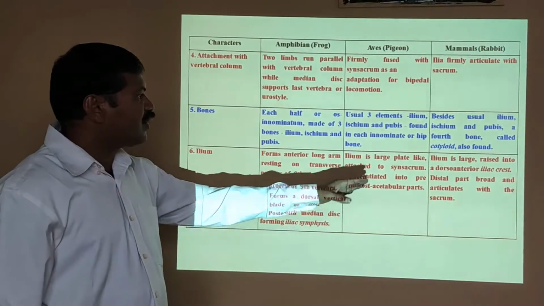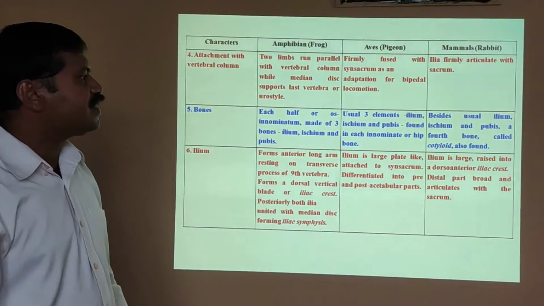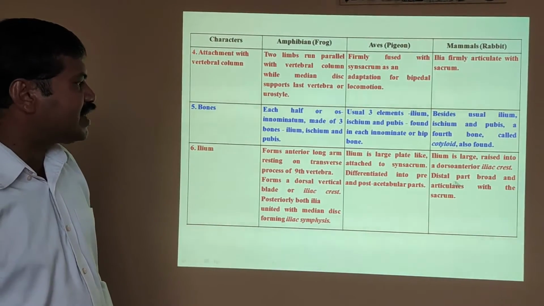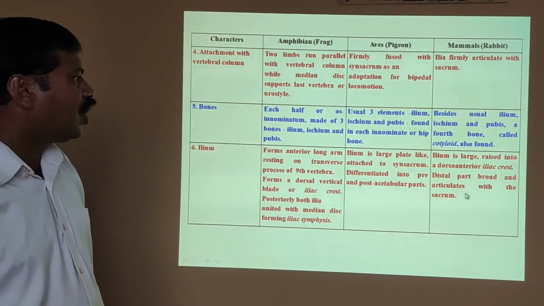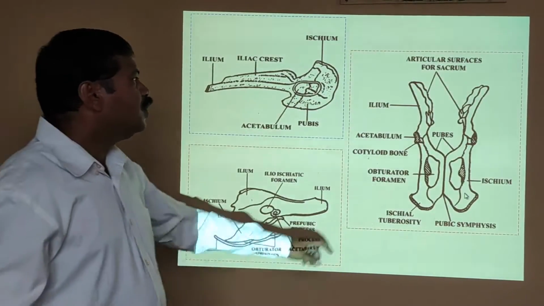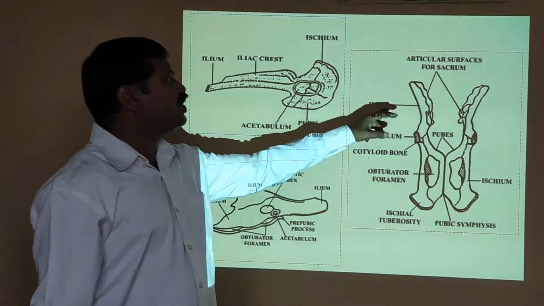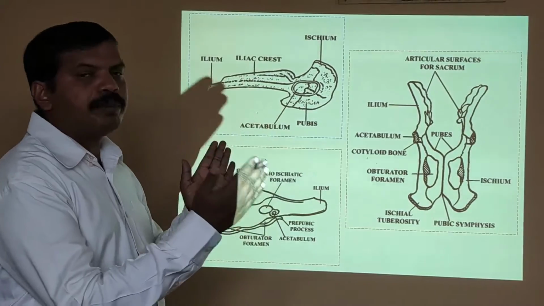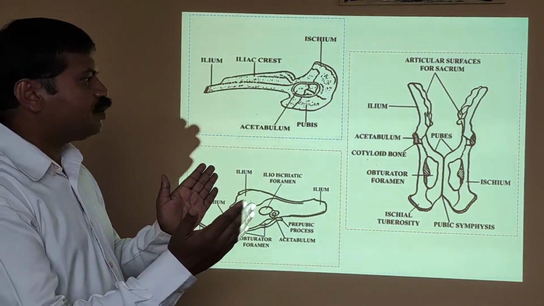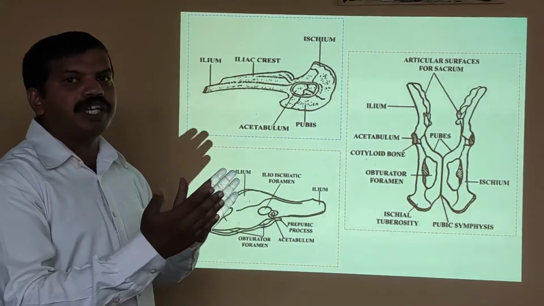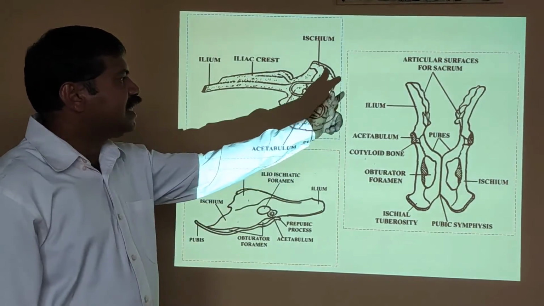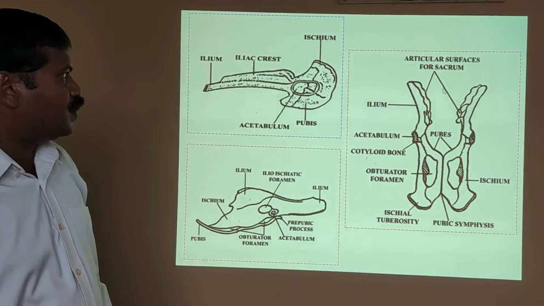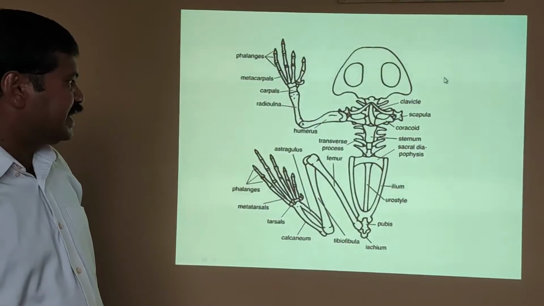In the same way, in case of rabbit, the ileum is quite large in size. It is raised into a dorso-anterior iliac crest. The distal part is broad and articulates to the sacrum. This I told you. So they are two wing-like extensions. Both the bones are called the ileum, and they provide enough space for the attachment of the sacral vertebrae. You can see there are facets for the attachment of the sacral bones. That is, articular surfaces can also be seen.